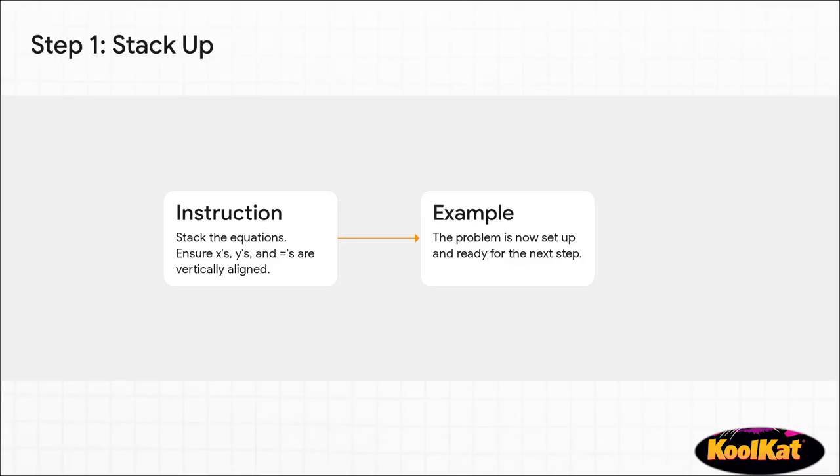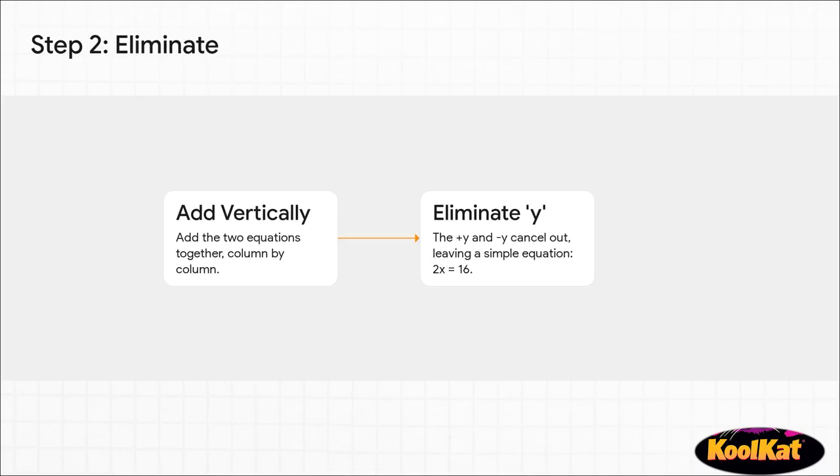Okay, step one. It's super simple, but it is so crucial. Just stack the two equations. Make sure everything is lined up perfectly: the x's over the x's, y's over y's, and the equal signs right on top of each other. Getting this set up right makes the next step practically do itself. And now for the magic trick. We're just going to add these two equations together, straight down. So in the first column, x plus x gives us 2x.